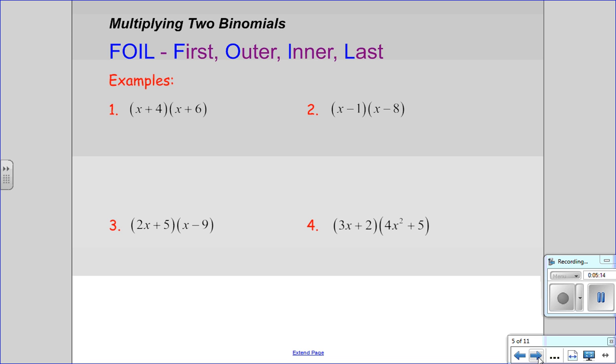So if we use FOIL, and this only applies for multiplying two binomials together, but this helpful acronym can help us. So I multiply my first two terms together, x times x. My outer two terms together, the x and the 6 are on the outside, so I get plus 6x. My inner two terms together to get plus 4x. And then my last two terms of my binomials together, you get 24. And I combine like terms.